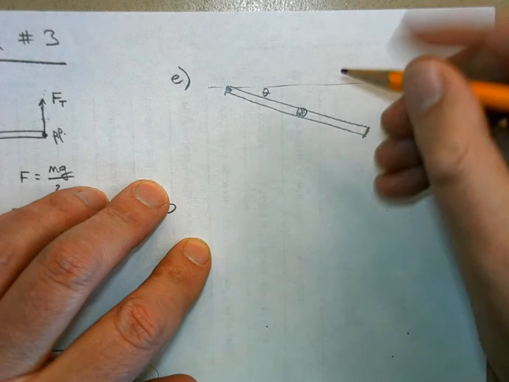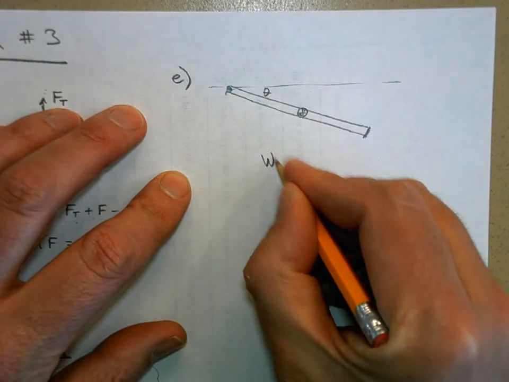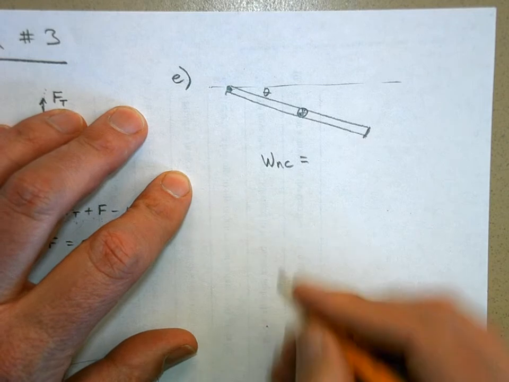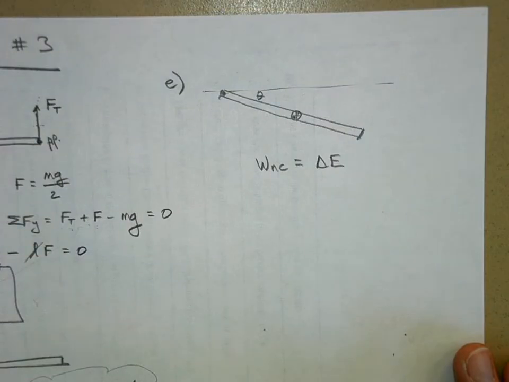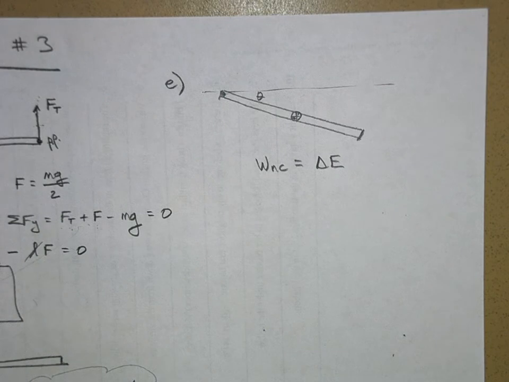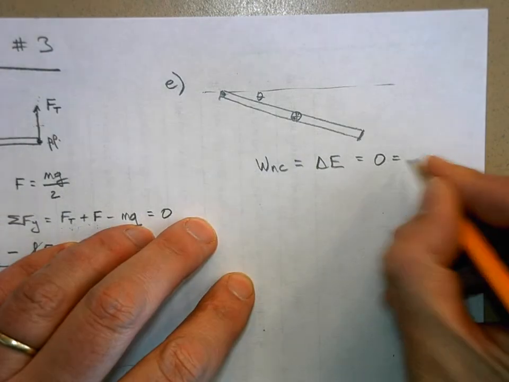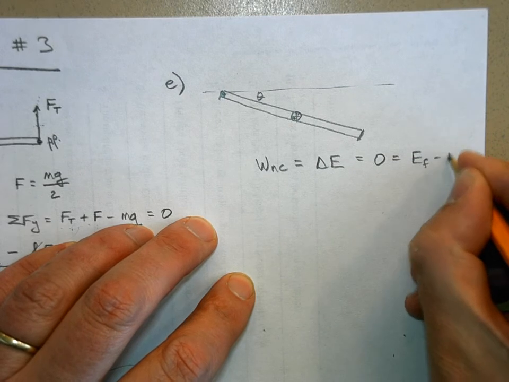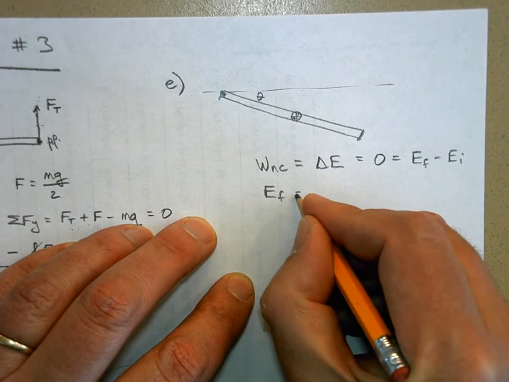Now, what I'm going to do is start with this. The work done by a non-conservative force equals a change in mechanical energy. But there are no non-conservative forces, so that means this is equal to 0. This is E final minus E initial, which means I really can start with E final equals E initial.